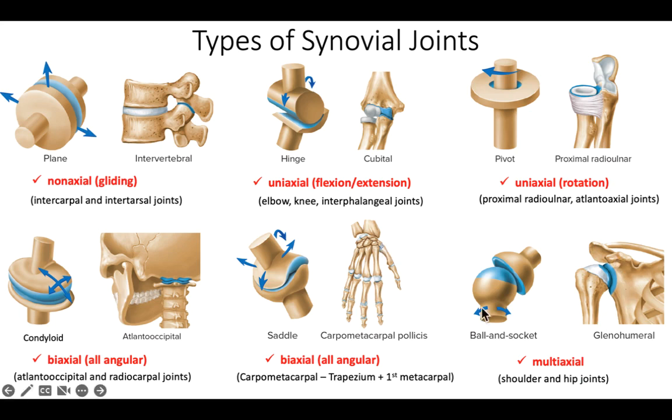And then finally, you have the ball and sockets. Those are going to allow the most motion, so they're going to allow flexion, extension. They're going to allow abduction and adduction. They're also going to allow rotation. You can spin the ball in a round socket. All right, so they allow all the different angular movements. And for that reason, they are considered multi-axial joints. And you got two ball and sockets. You got the shoulder and then the hip.